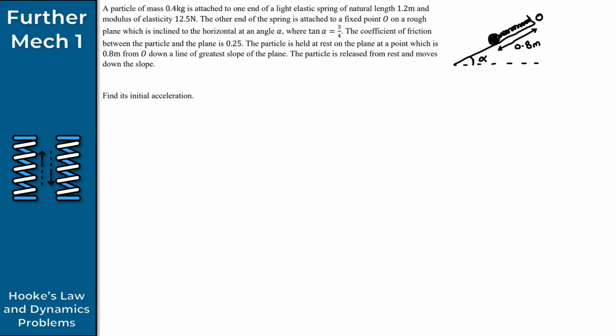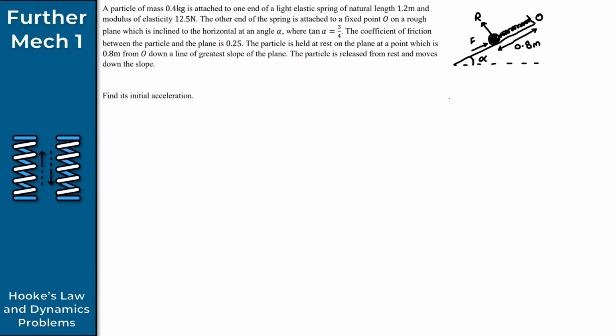We have a normal reaction between the particle and the inclined plane going up like so. I'm going to label that as R. We've got friction here. The particle, as we're told, is released from rest and moves down the slope. So friction will oppose motion, and friction will act up the plane. So we've got F acting up the plane like so.